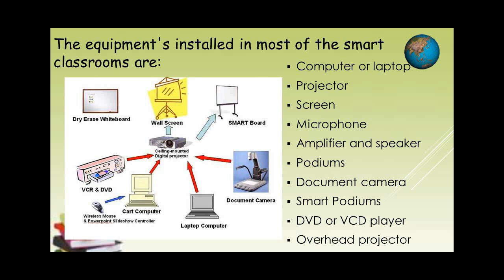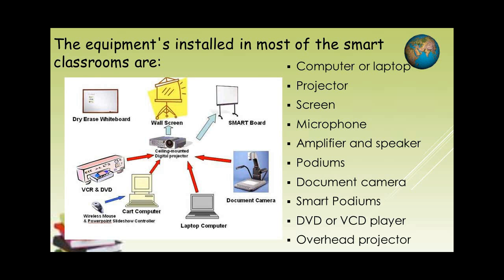Microphone. It is generally called a mic. It is a device which converts audio signals into electrical signals. These signals are transmitted, amplified and recorded. Amplifier and speaker. These are the electronic devices which are used to increase the volume of a sound. Podiums. It is a platform usually made of wood which raises the person standing on it so that they become visible to all the audience.